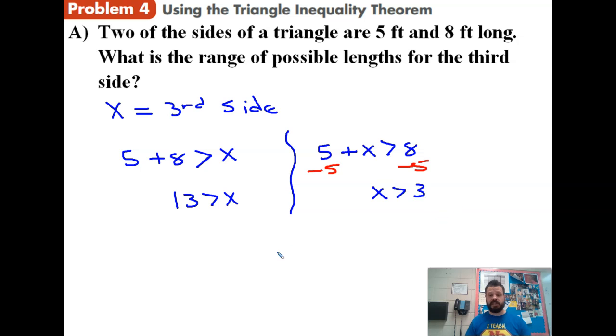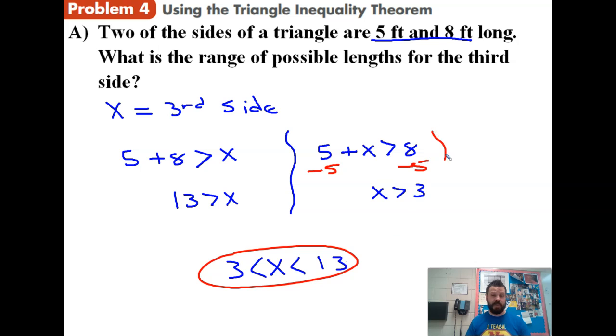What I can do then is combine those two inequalities, those two answers, into a single compound inequality. We'll sandwich x between the minimum, which is 3, and the maximum, 13. So given side lengths of 5 and 8, x can be anything between 3 and 13. Technically we could say x is greater than 3 and x is less than 13. There's our answer for this one.